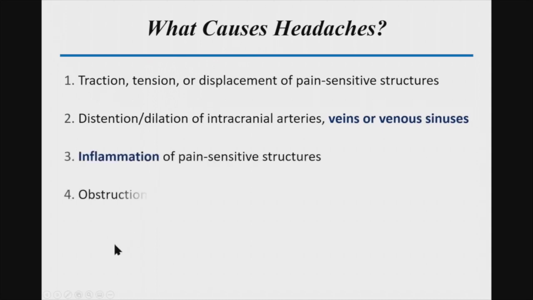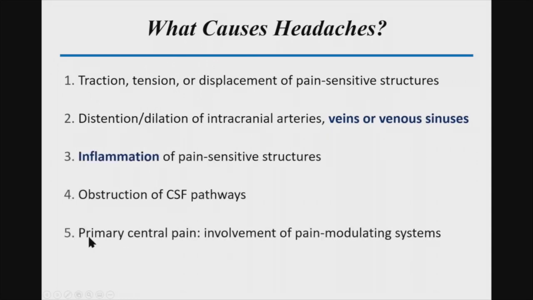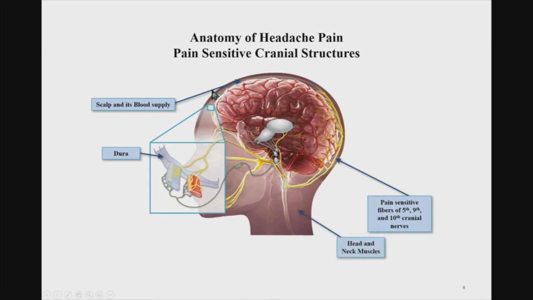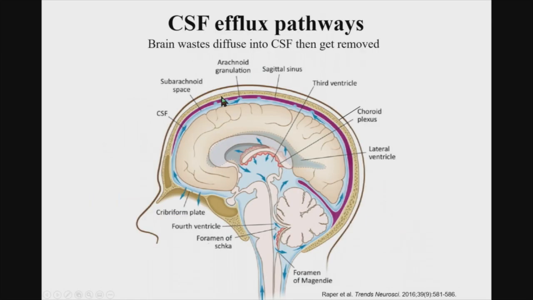So what causes headache? Traction, distension, or displacement of pain-sensitive structures, venous or venous sinus distension, inflammation of pain-sensitive structures, obstruction of pathways, and primary central pain. A lot of people now are looking a lot more at inflammation. So what are the different structures? The scalp, the dura, the venous sinuses, pain-sensitive cranial nerves, and the head and neck muscles. These are the structures that are pain-sensitive.